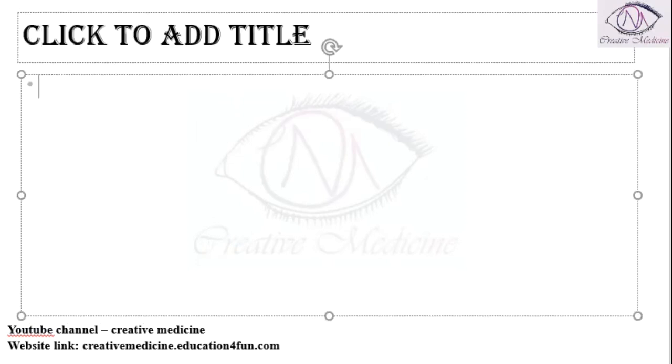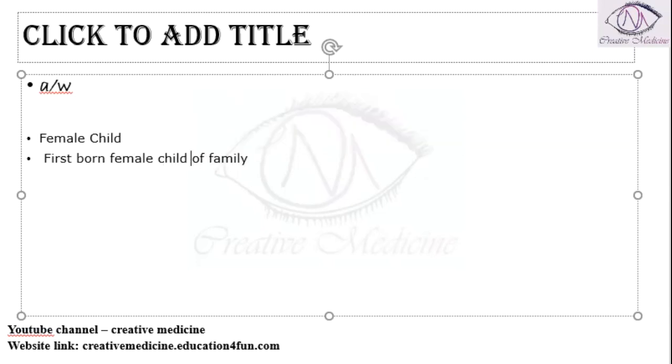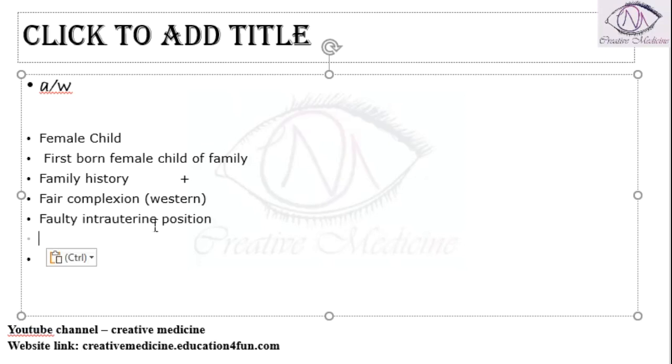Then if you see, there are 5 F's for the developmental dysplasia of the hip. So developmental dysplasia of hip is associated with female child, first born female child in the family, presence of the family history, and there is fair complexion, especially in western patients, and faulty intrauterine positions.